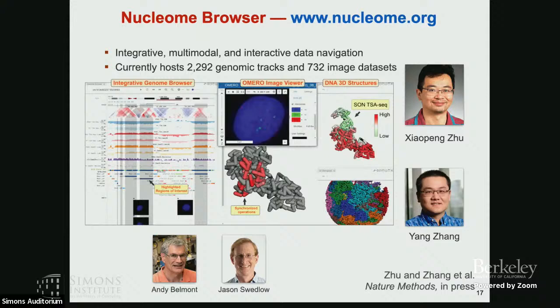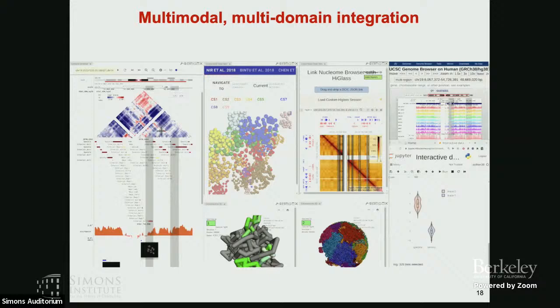What we did here is to really achieve what I mentioned before. We want to present a unified interface to the user where you don't have to go to different tools. You can just use this one interface, and you can arrange these modules in any way you want. You can look at 3D genome structures. You can look at genomic tracks. You can look at the microscopy images. I'll show you some demos. So on the left-hand side, this is the genome browser, right?